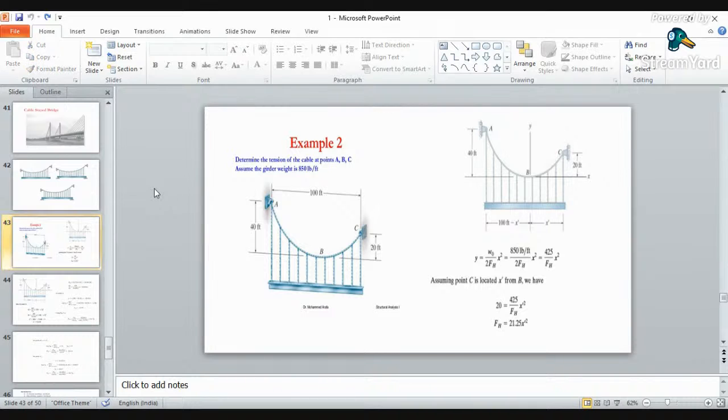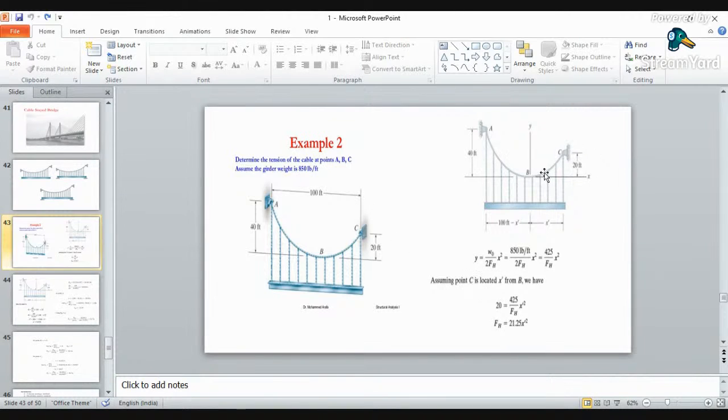Just read this example. Again, you have to find out the tension in the cable at points A, B, C, and the weight of this girder is given, that is 850 pounds per feet. Here are a few formulas which we can directly use. Now to find out the height, we have a formula, that is W0 by 2FH into X square.